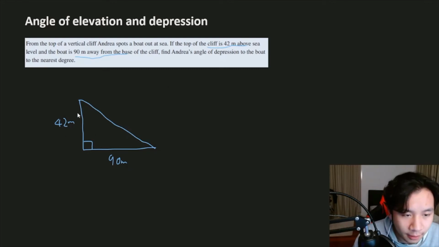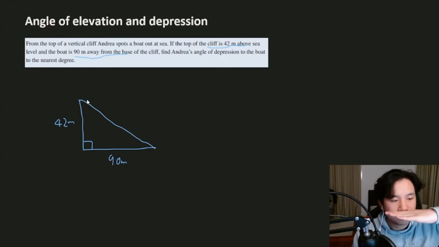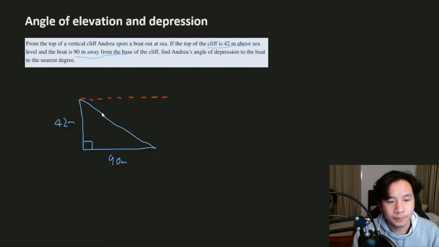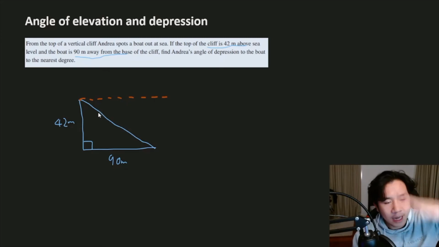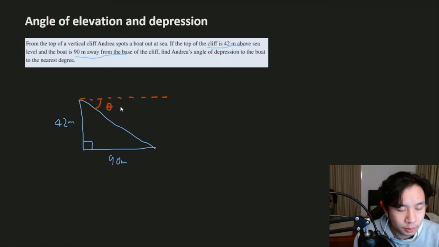Just to clarify, this thing right here is not the angle of depression. Because as I mentioned before, it starts from a straight line. And that straight line is this thing right here, also known as the horizontal. Okay? And so it goes downwards from that. So this thing right here is the angle of depression. Okay? Not this thing. So there's two ways you can find theta.